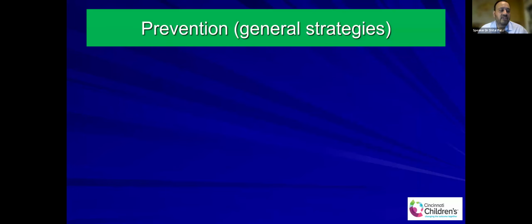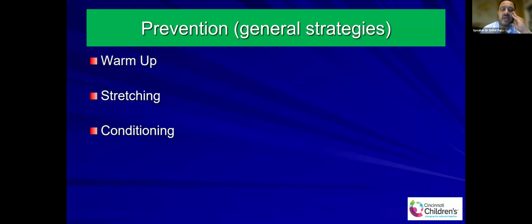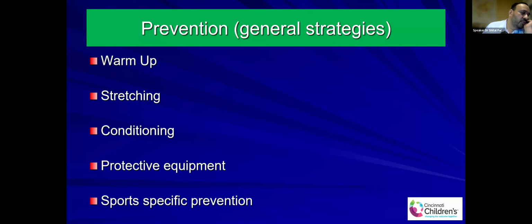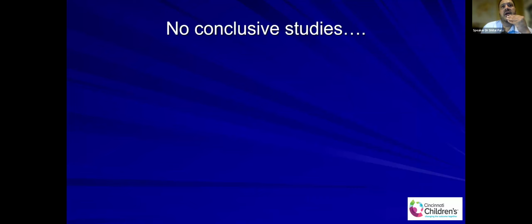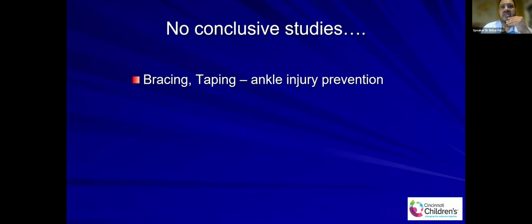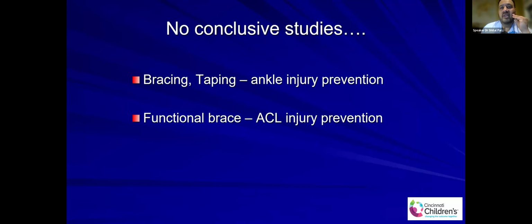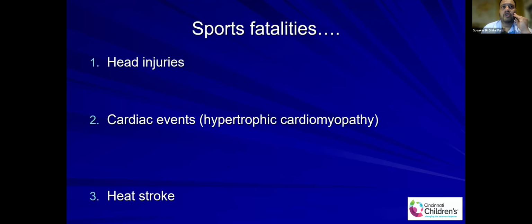A few slides on prevention. General strategies for prevention of sports injuries: make sure that you have a coach who understands the importance of warm-ups, stretching prior to doing sports, conditioning prior to sports, protective equipment, and that all equipment is in good order, and then sports-specific prevention. There are no conclusive studies on the use of bracing or taping for ankle injury prevention or bracing for ACL injury prevention, but they can be used if, psychologically, it's helping an athlete. No harm in using any of the bracing or taping to prevent injuries.